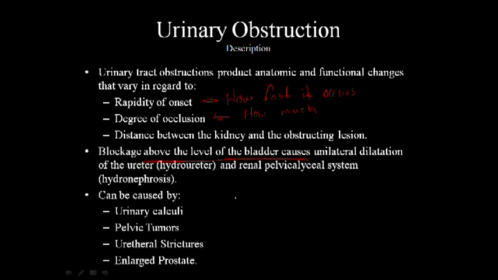And we see that they can be caused by urinary calculi, which is the most common, as we saw. But that's not to say that we can't have a pelvic tumor, urethral stricture, and enlarged prostate to cause all of these. So typically we think that it's urinary calculi, which is the most common. But you can have other things that cause stricture or occlusion as well.